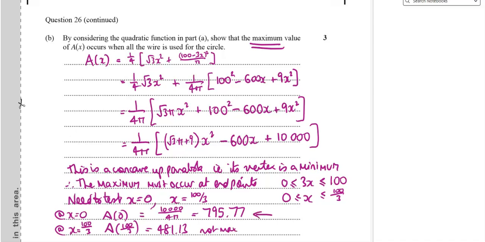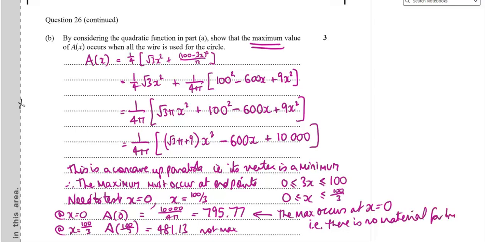Okay, so the max occurs at x equals 0, i.e. there is no material for the triangle. It is all used by the circle. And that's what we had to prove.